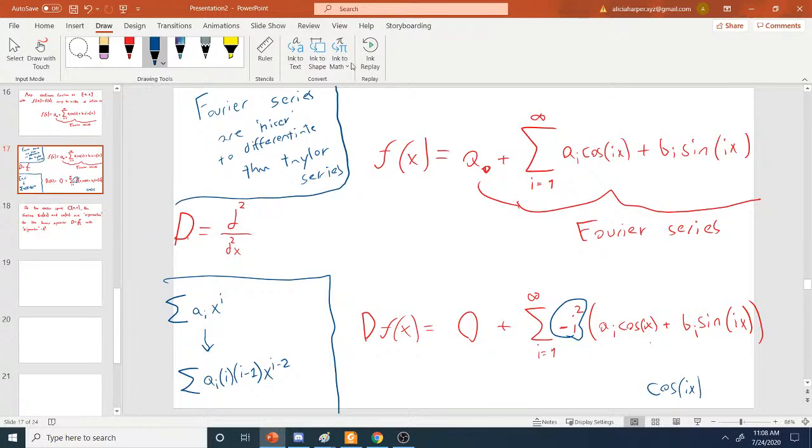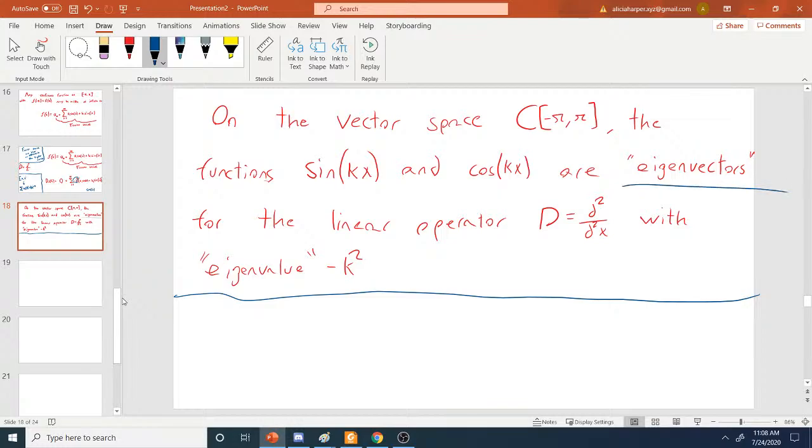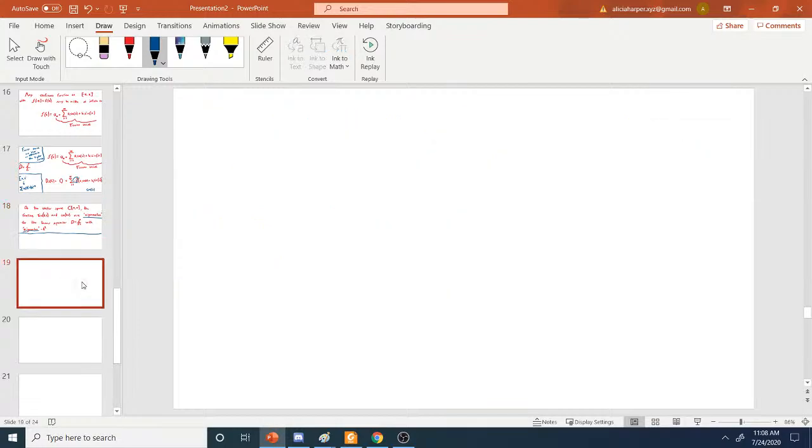Now, the exact way in which they're nicer to differentiate comes in the notion of an eigenvector and an eigenvalue. And now I'm going to switch topics, and I'm going to start focusing no longer on orthogonal spaces, and more on eigenvectors and eigenvalues. Let me state the key definition.